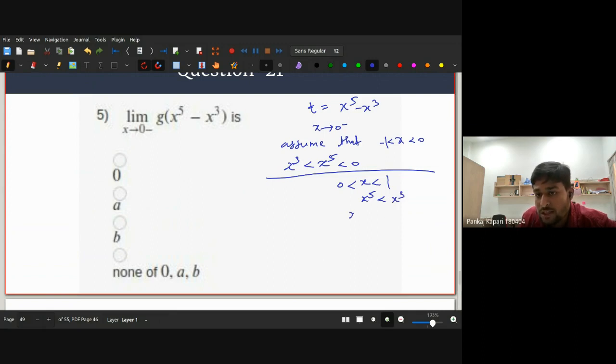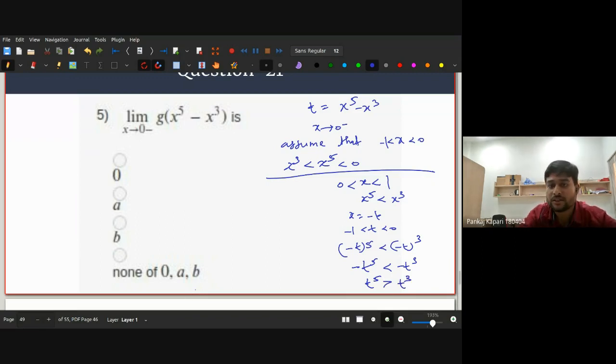Now instead of x you can put minus t. Because x lies between 0 and 1, t lies between 0 and minus 1. And because x is minus t, minus t to the power 5 is less than minus t cube, which is again minus t to the power 5 is less than minus t cube, and when you remove the sign you will have t to the power 5 is greater than t to the power 3. Okay, so this is the region.